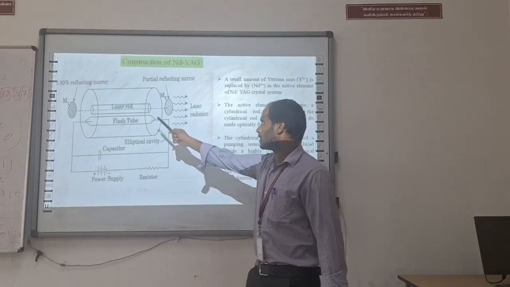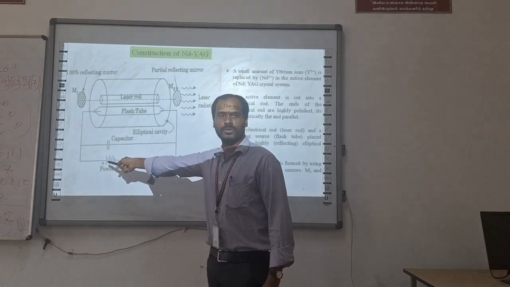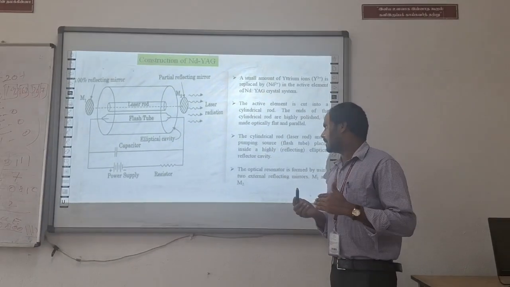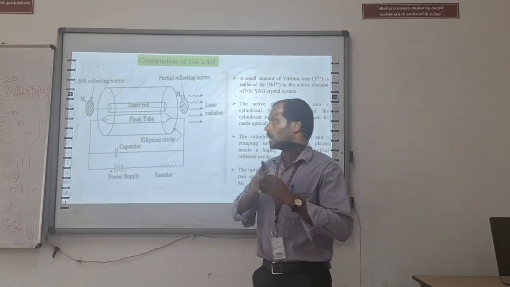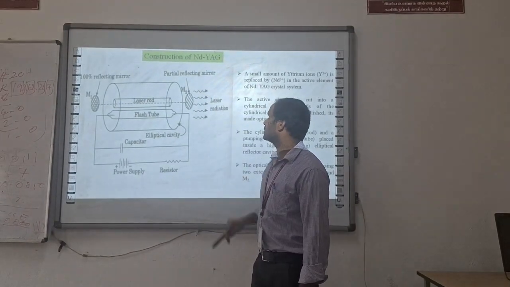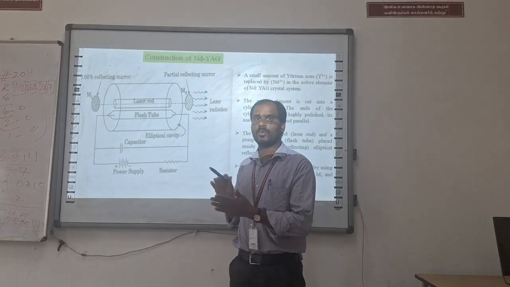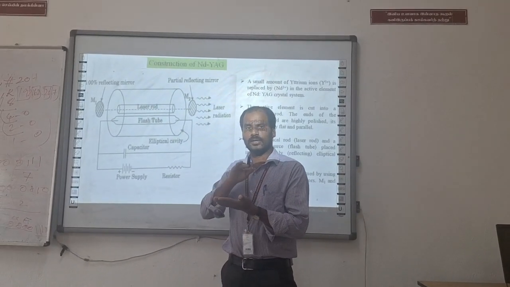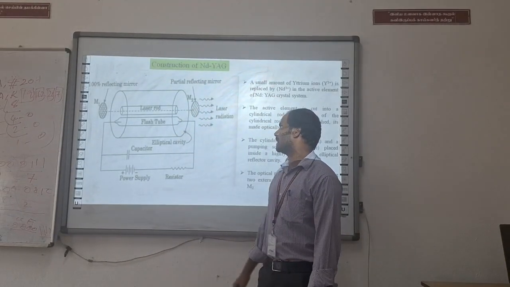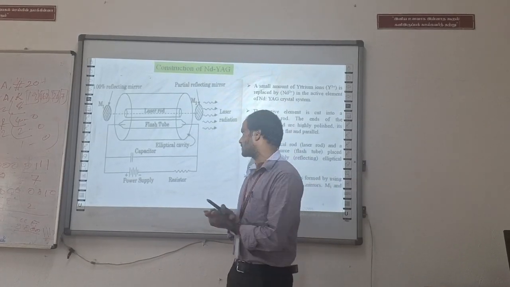Construction of the Nd:YAG laser. It is based on a laser rod and a flash tube. The flash tube is connected with a resistor and power supply. The laser rod is kept in a cylindrical cavity. One is a 100% reflecting mirror, and another one is a partially reflecting mirror. The 100% reflecting mirror, M1, is fully polished, so that surface is very smooth. The other one, M2, is the partially reflecting mirror, and its surface is partially coated.